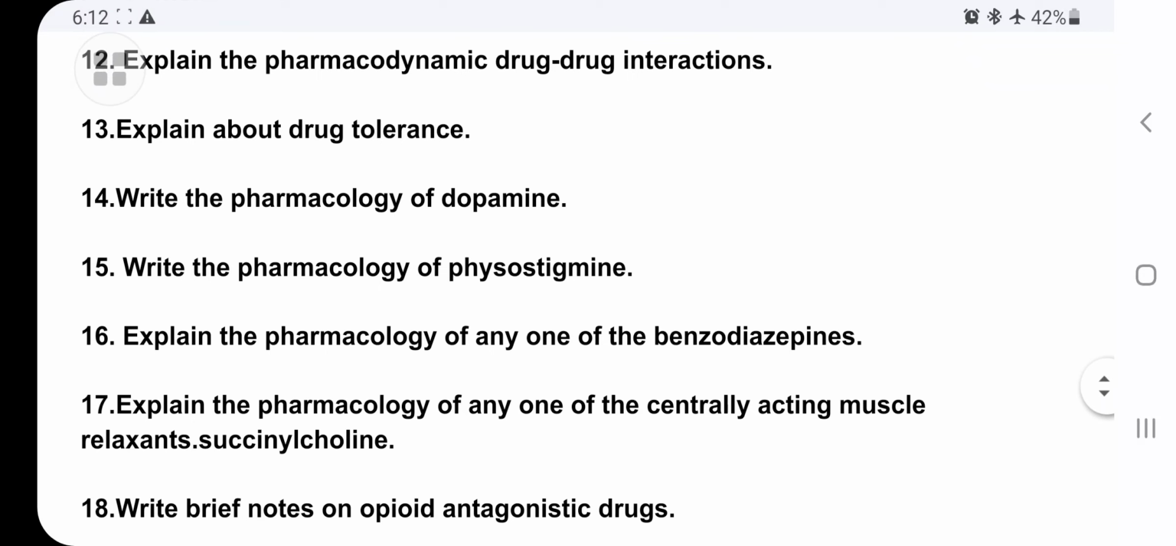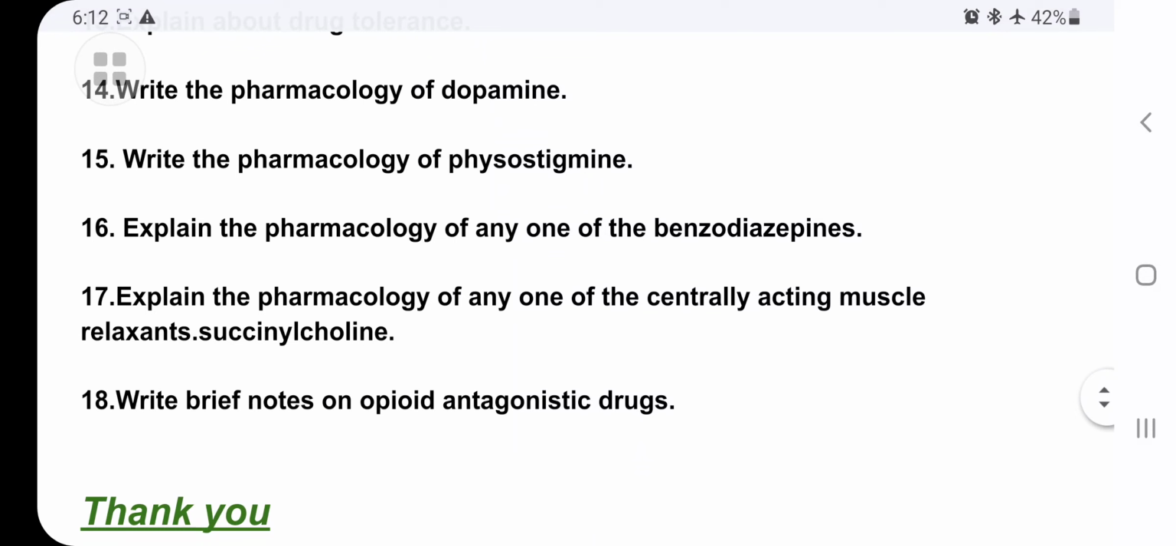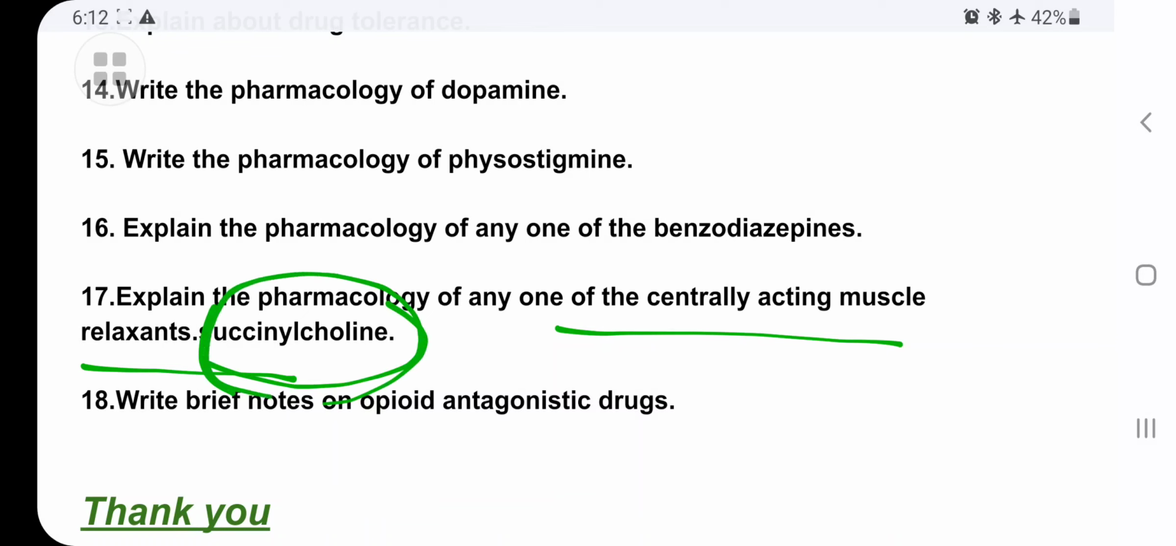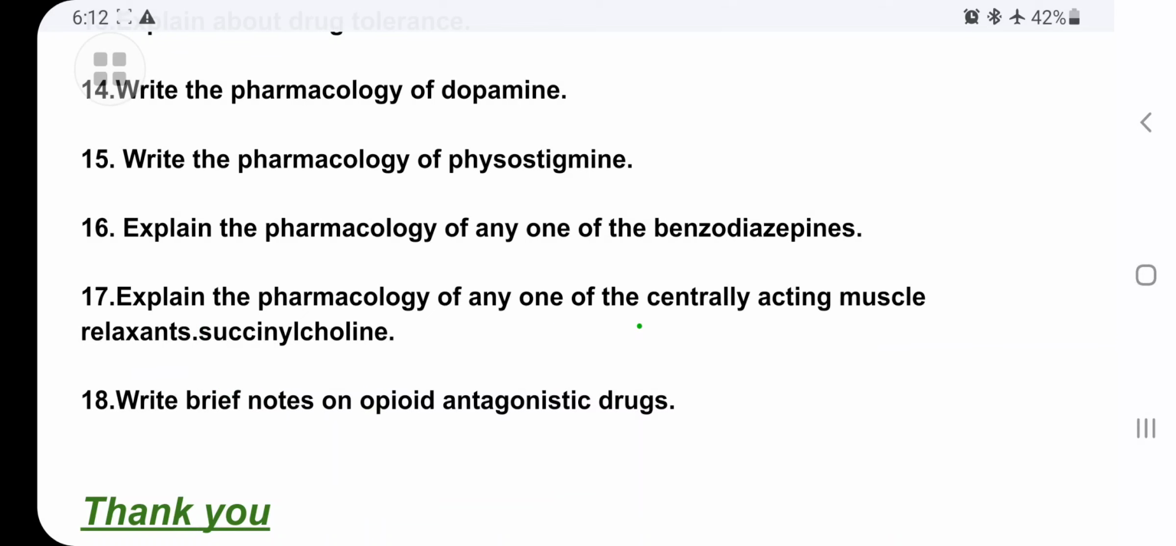Pharmacology of any one of the benzodiazepines. Anyone, you take diazepam. It is also one of the benzodiazepines. Pharmacology of any one of the centrally acting muscle relaxants. Yes, here the centrally acting muscle relaxant is known as succinylcholine. They have not given this succinylcholine, but for your understanding purpose, I have given this. If a centrally acting muscle relaxant comes, you have to write the pharmacology of succinylcholine.